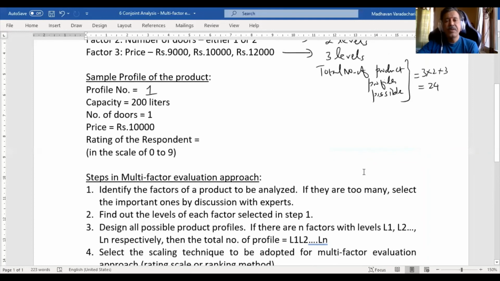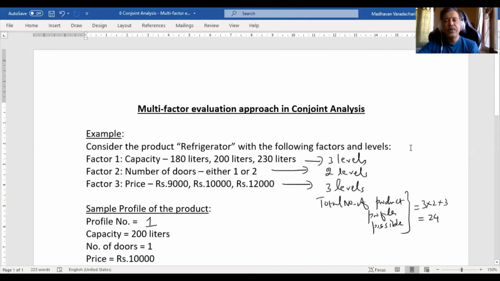So that will be the multi-factor evaluation approach.